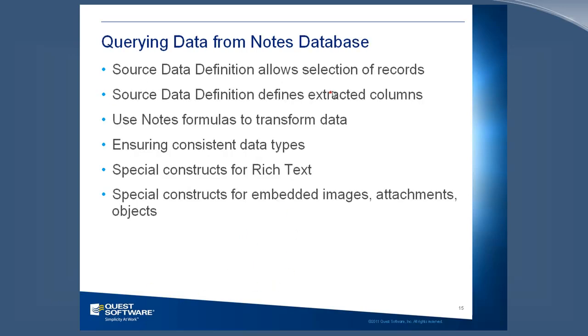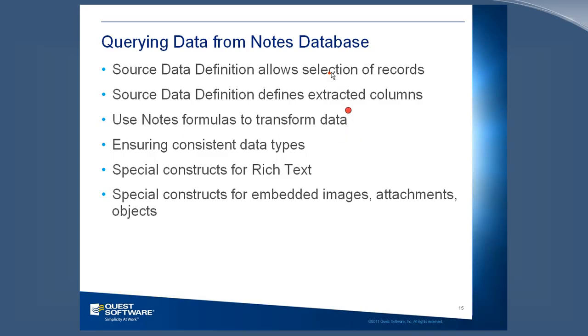On the query side, when we're querying the data out of the Notes database, our source data definition allows you to select which records you want to migrate, because you don't necessarily want to migrate every record in the database in one migration job. It also allows you to define what columns you're going to be pulling out of each record. This could include simple things like items that are in the documents, or very complex things like formulas or items from the parent document. And like I said, formulas can be used to transform data.